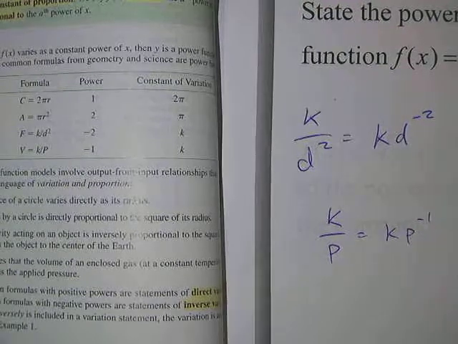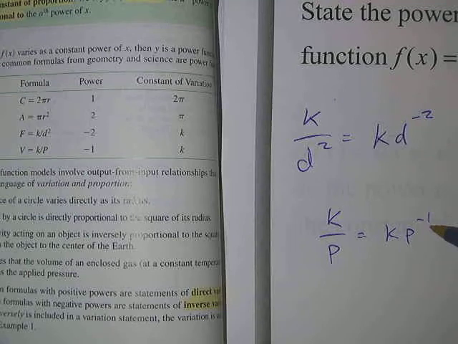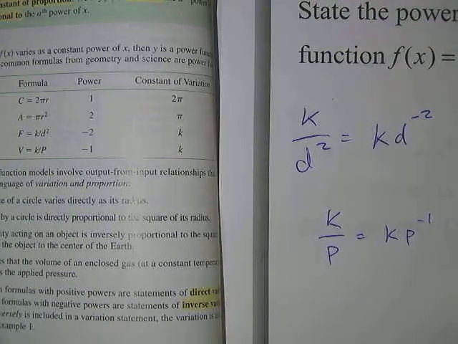Same thing with that other Boyle's law one, we had k over p. So instead of k over p, we'd write that as k p to the negative 1. And so again, constant of variation would be k, and then the power would be negative 1 in this case.